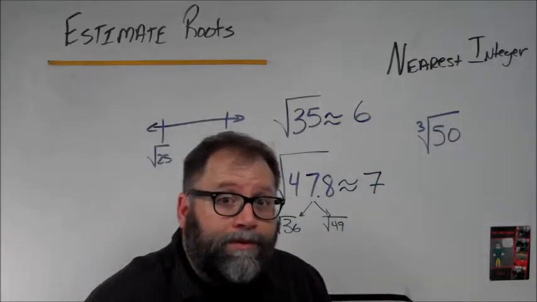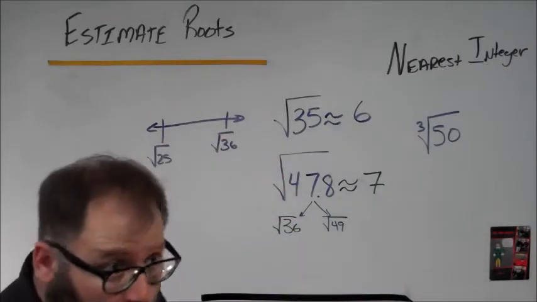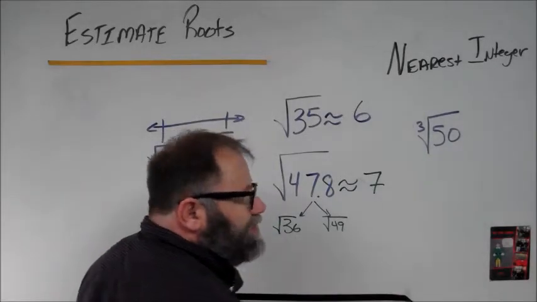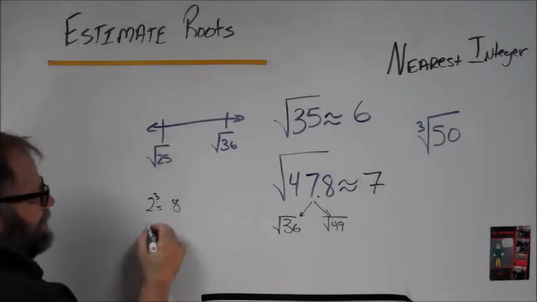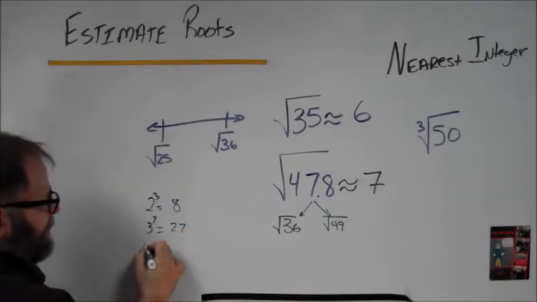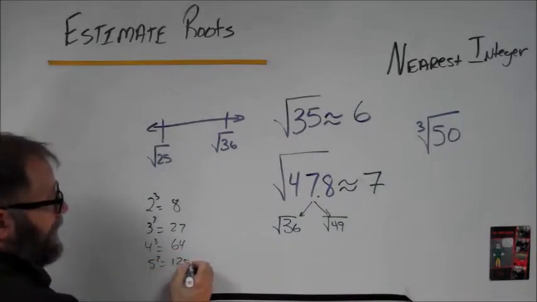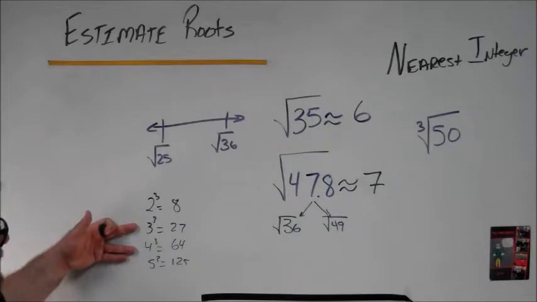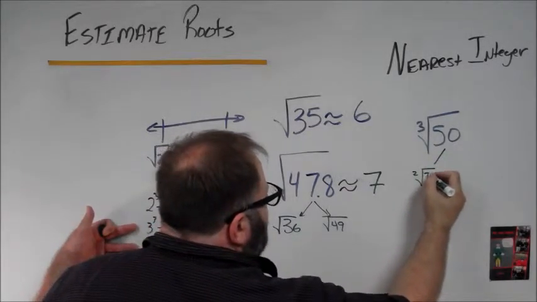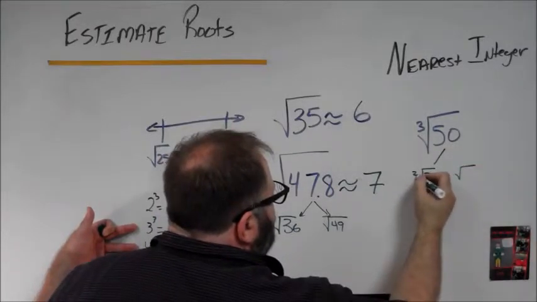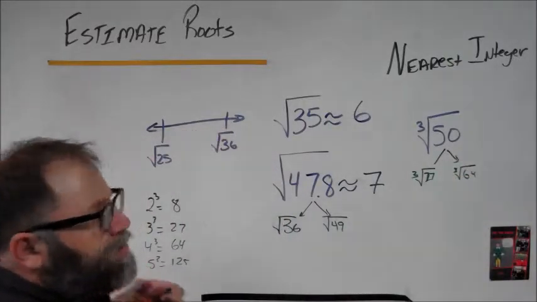Now we're capable of doing this with cube roots too. So with cube roots, now we need to know our perfect cubes. Let's go over this again real quick. 2 to the third is 8, 3 to the third is 27, 4 to the third is 64, 5 to the third is 125. I've got 50 there. So it's between the cube root of 27 and the cube root of 64. Oh, this is a tough one here.